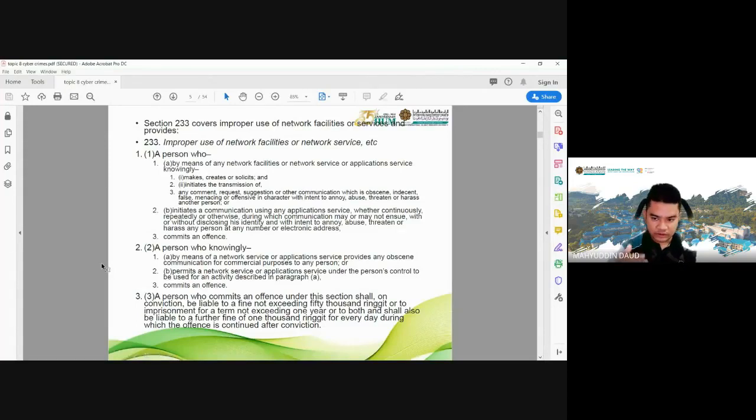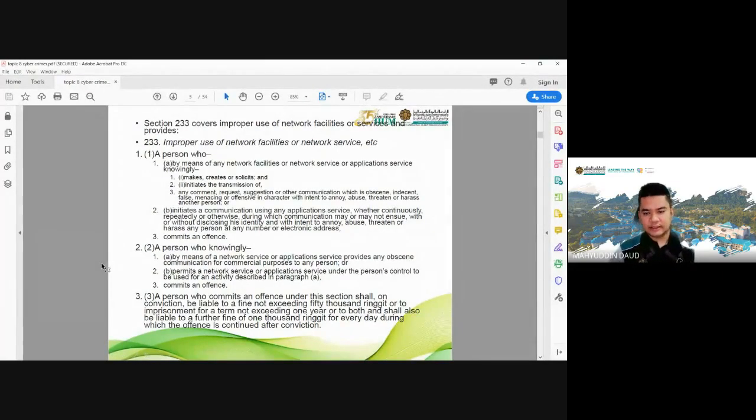Whether you do this continuously or repeatedly, or otherwise, it does not matter. And it does not matter whether the communication will ensue or not, and whether you disclose your identity or not, but this is done with the intent to annoy, abuse, threaten, or harass any person at any number or electronic address. And if this is done, it means that the person has committed an improper use of network facility or network service. So selalunya inilah, people do this.